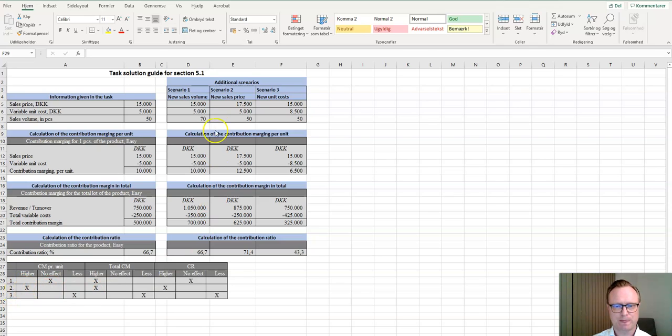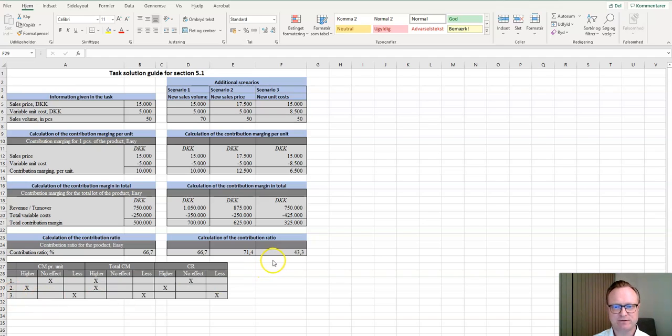Good. Let's go to scenario 2. In scenario 2, we got an increase in the sales price. That had an effect on the contribution margin per unit. That was increased. So the contribution margin per unit is higher in scenario 2. And it also had an effect on the total contribution margin, which also was increased compared to the base scenario. So the contribution margin in scenario 2 is higher. When we looked at the contribution ratio, that also increased because there was an increase in the contribution margin per unit. So this means that the contribution ratio increased, so that is also higher in scenario 2.